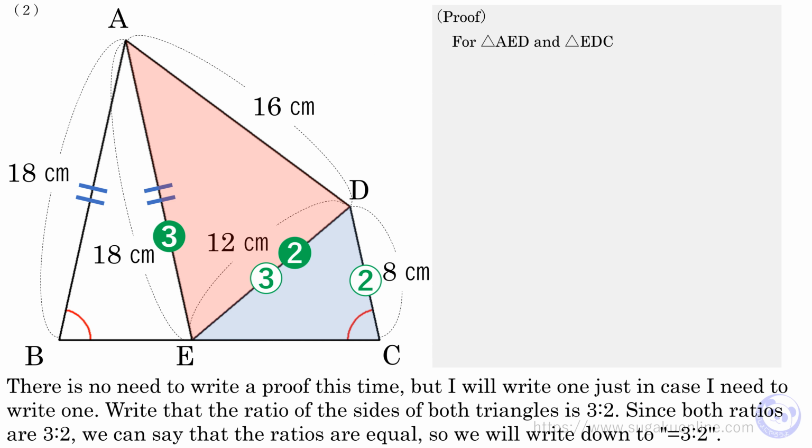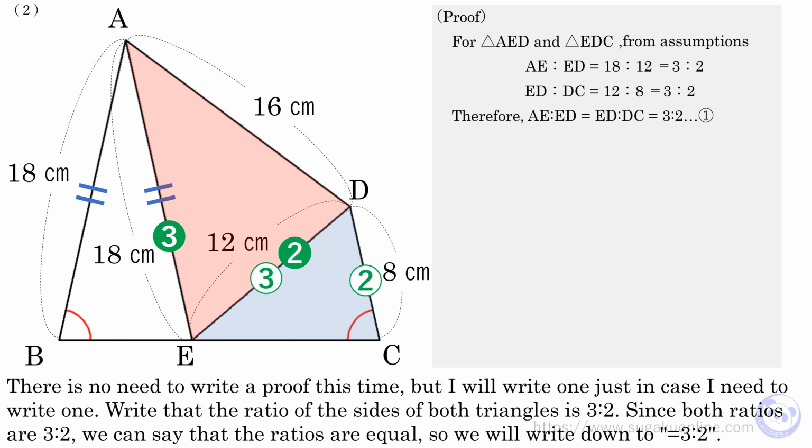There is no need to write a proof this time, but I will write one just in case you need to write one. Write that the ratio of the sides of both triangles is 3:2. Since both ratios are 3:2, we can say that the ratios are equal, so we will write down 3:2.